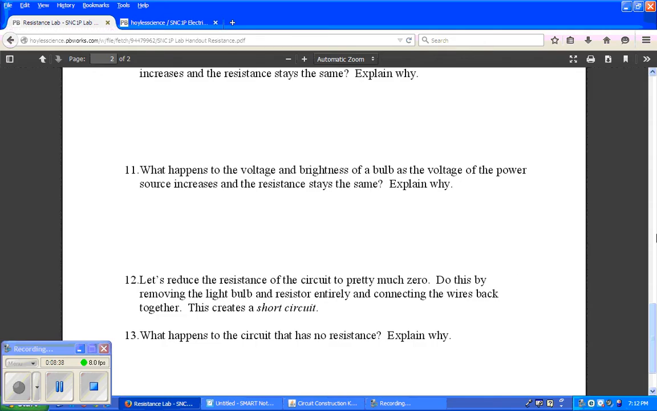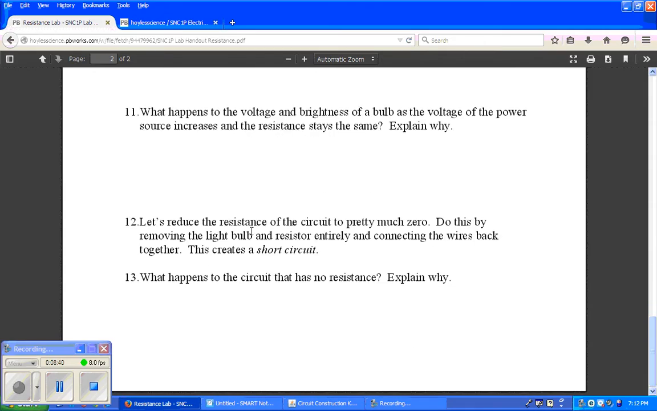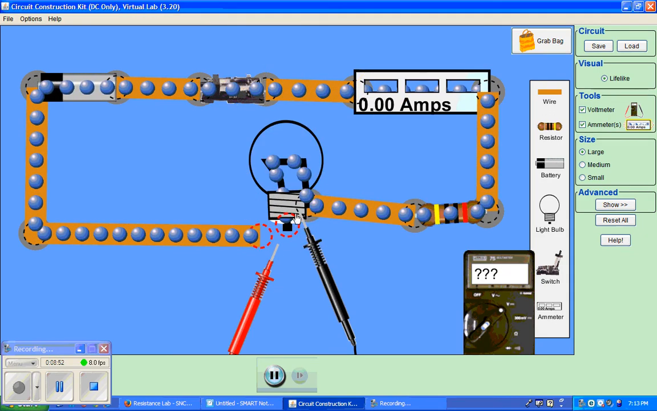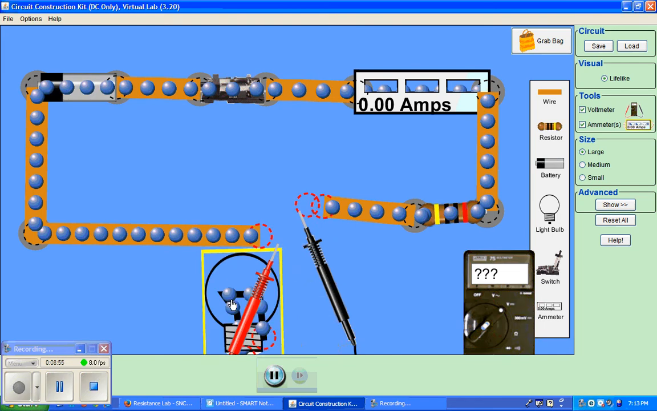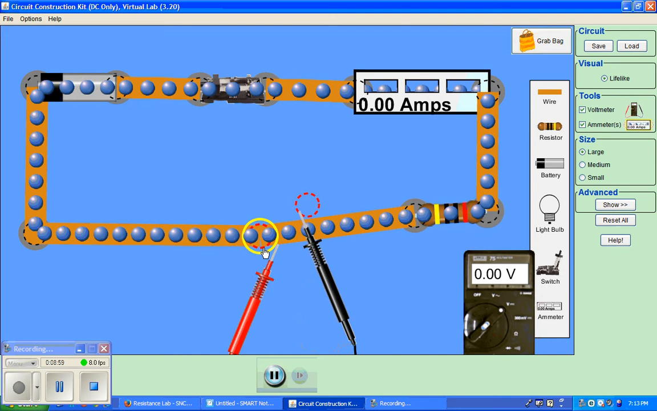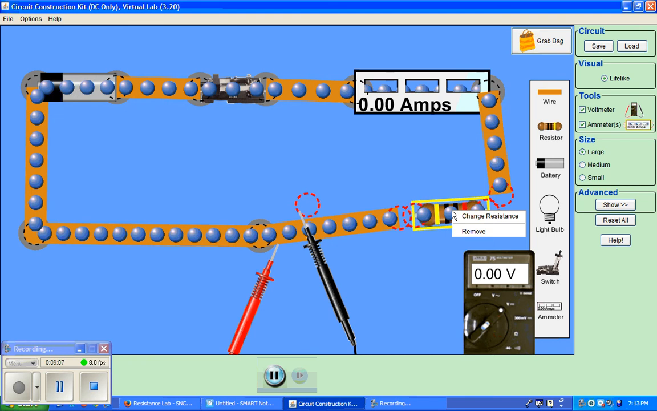All right. Question 12 says, let's reduce the resistance of the circuit to pretty much 0. Do this by removing the light bulb and resistor entirely and connecting the wires back together. This creates a short circuit. So let's right-click, split junction. Let's get this guy out of the way. Click remove. Join those wires back together. Sorry. Right-click the resistor, remove it, and let's put the wires back together.